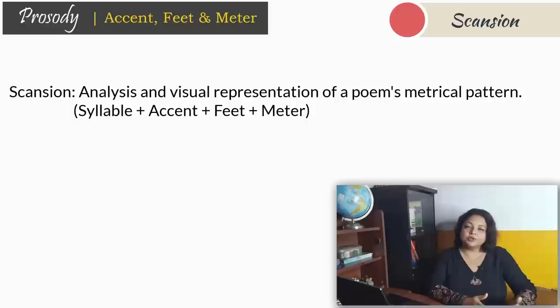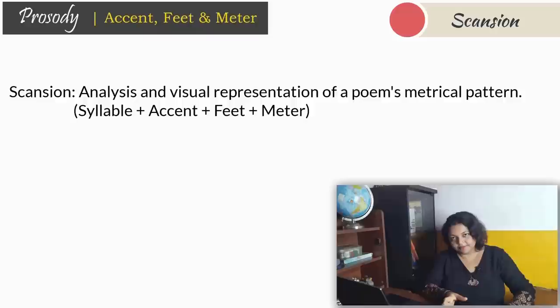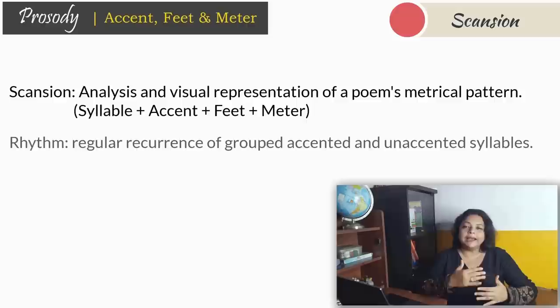So scansion, prosody, this essentially deals with the sound effect of poetry. I'm saying poetry, although in many cases we see that rules of scansion or prosody apply to prose as well. But for convenience's sake, we will take it for granted that we will be dealing with only poetry when it comes to scansion. Formally speaking, scansion means dividing a verse or a line of poem into feet or measures to show its rhythm or meter. And what is rhythm? Rhythm is a regular pattern which you find when you read out any poem.